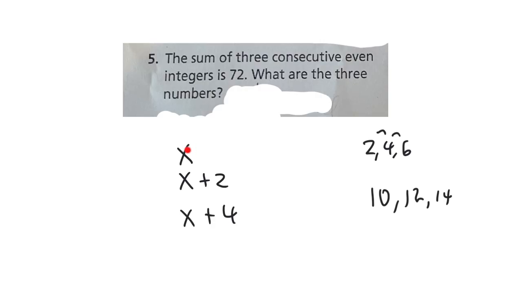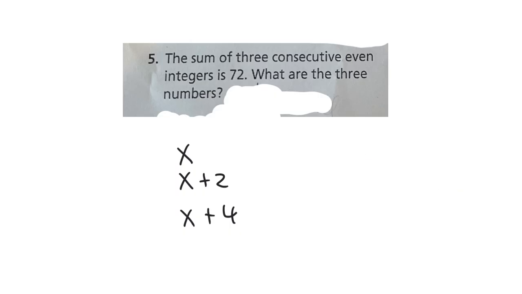So if you start with the lowest one, the next one is going to be whatever that lowest one was plus 2. And then the next one is going to be whatever that lowest one was plus 4, if that makes sense. For example, 6 is clearly 2 plus 4. 14 is clearly 10 plus 4. So hopefully that makes sense.